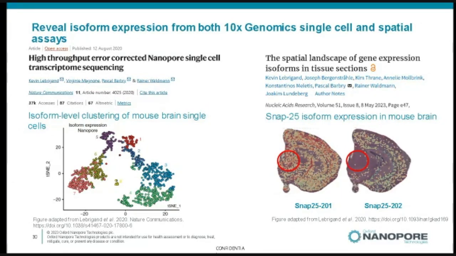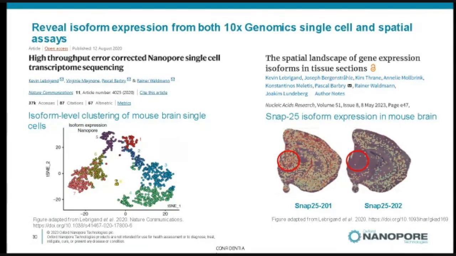On the left images here, we have a single cell cluster plot, but it is actually generated from full-length isoform reads. So we can get equivalent cell clustering plus all the advantages of isoforms.